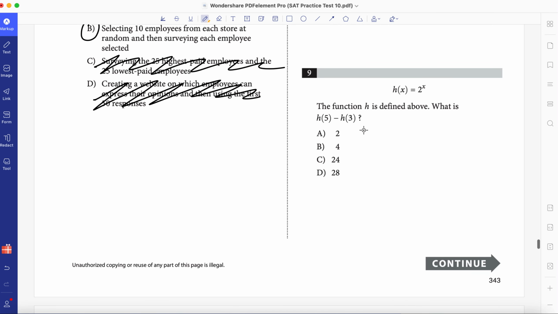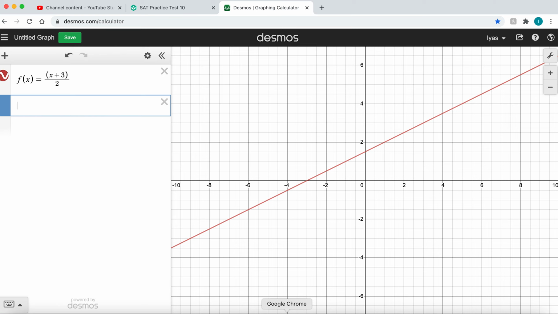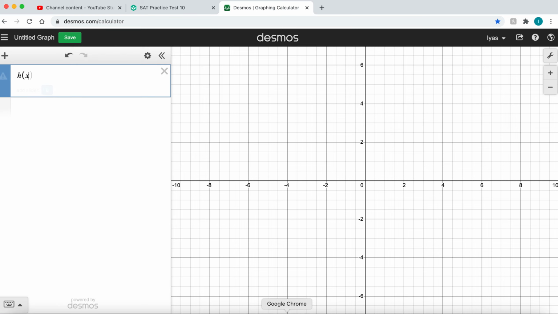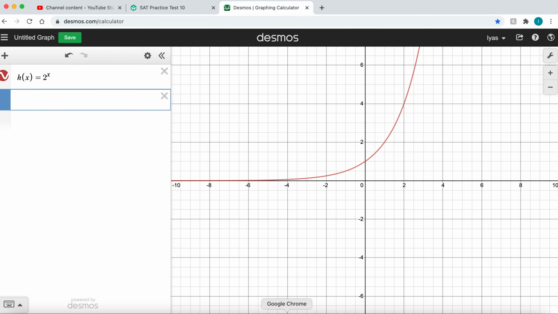And now this is number 9. h of x equals 2 to the x. What is the value of h of 5 minus h of 3? Here we would go back to Desmos. h of x equals 2 to the x. h of 5 minus h of 2 is going to equal 28.